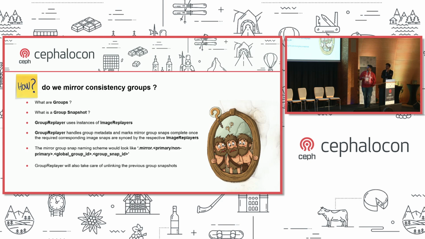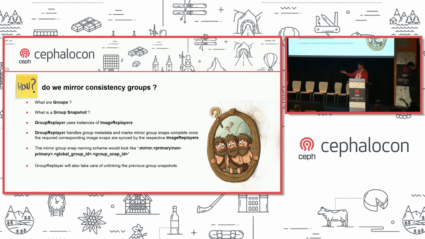So a group replayer, as I mentioned, is a component of RBD mirroring which is responsible for mirroring the groups. But the group replayer uses instances of image replayers. You might already be aware of image replayers. Image replayers are the ones which pull the image snapshots from the primary to the secondary. The group replayer utilizes these image replayers and waits, allowing these image snapshots to be pulled onto the secondary. Once it sees that all the image snapshots belonging to the group are pulled, it marks that group snapshot as complete.